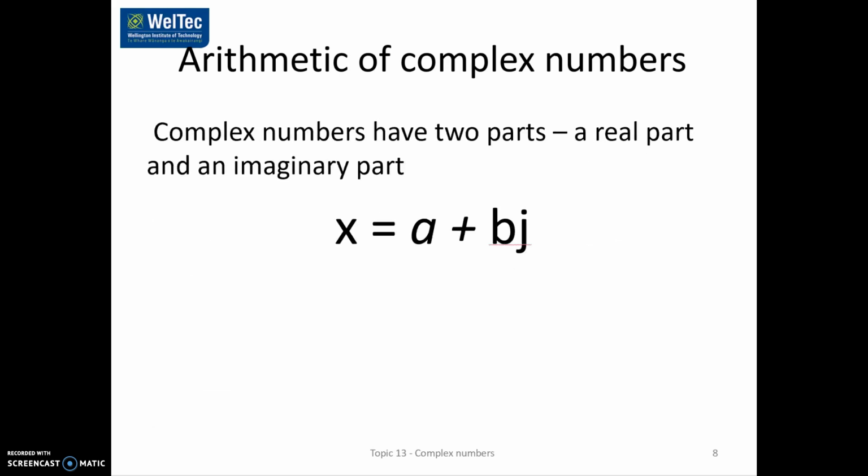Complex numbers are not particularly complex as in difficult. They are called complex numbers because they have two parts. They have a real part and they have an imaginary part. And so x, or sometimes z, is the complex number.